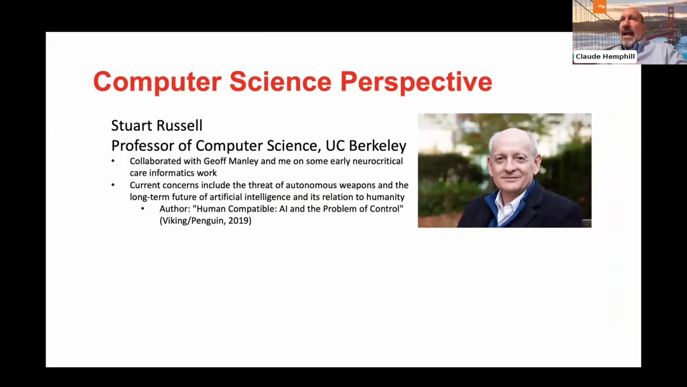So I think the computer science perspective is very interesting, and a colleague, some of you may be aware of, really a leader in the AI field, Stuart Russell. He's a professor of computer science at UC Berkeley. He's been working in this area for over 30 years, and he did some of the work that was very important on speech recognition and a number of different development applications of AI.